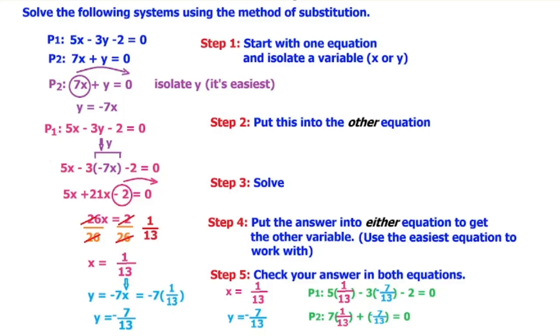Let's multiply everything out. This one, when you calculate it out, becomes 26 over 13 minus 2. 26 over 13 is just 2, so 2 minus 2 equals 0. So check. Yep, that one's right. And when you calculate this one out, it becomes 7 over 13 minus 7 over 13. That equals 0. Check. So that's it. That's all there is to that problem.